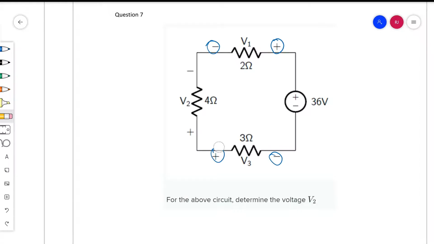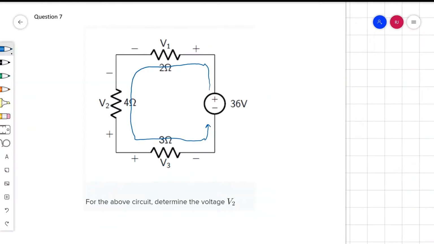So a little bit of common sense as I look at this, and remember, we're going to ignore all of these polarities for now. A little bit of common sense would tell us that current will come out of the positive side of this voltage source. And so we'll have current going in a counterclockwise direction. We'll move on from there.